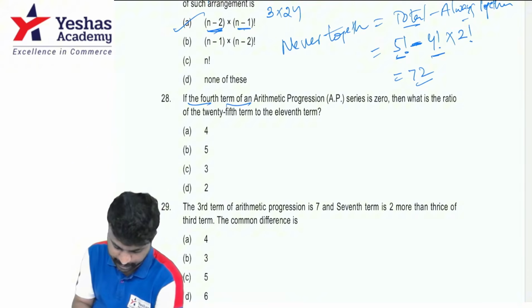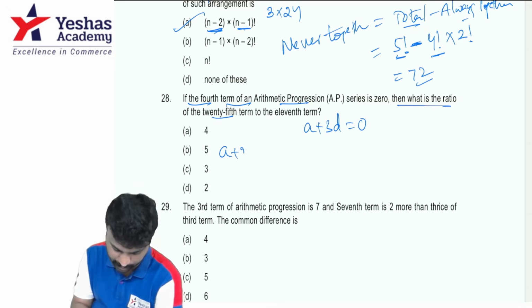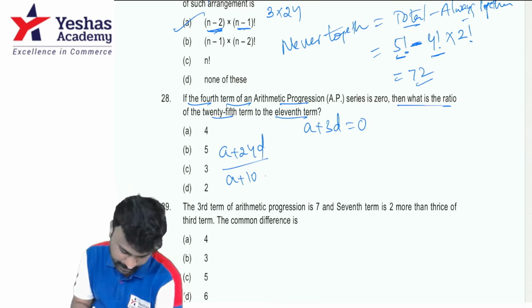If the fourth term of an arithmetic progression is 0, what is the ratio of the 25th term to the 11th term? The fourth term being 0 means A plus 3D is equal to 0. The 25th term is A plus 24D, and the 11th term is A plus 10D.